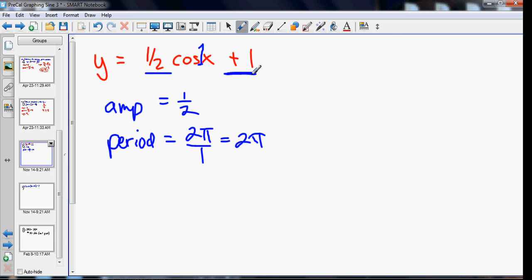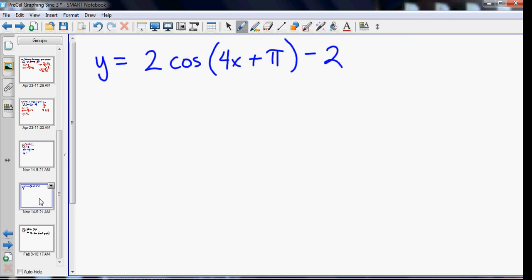All right, let's bring it all together now. This has everything. It's got an amplitude, it's got a period, it's got a horizontal shift, and it's got a vertical shift. So all this stuff put together. So first of all, if we have y equals 2 cosine of 4x plus pi, and then 2 subtracted from that, our amplitude will be 2. That's coming from this 2 right here.